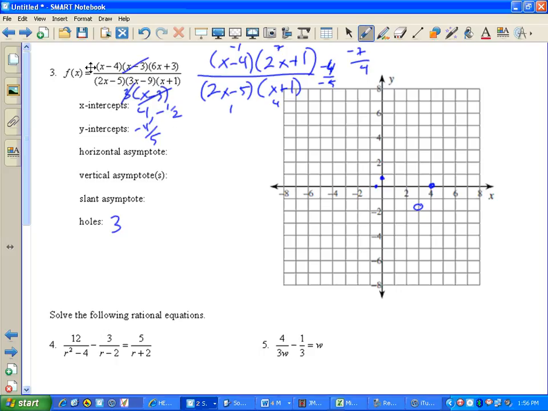Horizontal asymptote. Since I've got 3 x's on top and 3 on the bottom, I need to know what my leading coefficients would be. So I need to know what would be in front of my x cubed term. Well, x cubed is going to come from multiplying these 3 together. So it's going to be 6x times x times x. So it's going to be 6. On the bottom, it's going to be 2x times 3x times x. So that's also 6. So 6 over 6 is 1. So that's where my horizontal asymptote is.